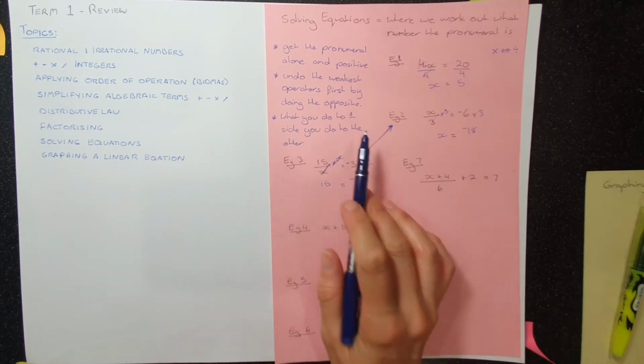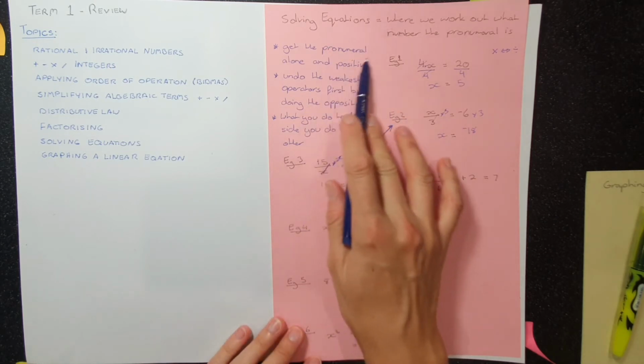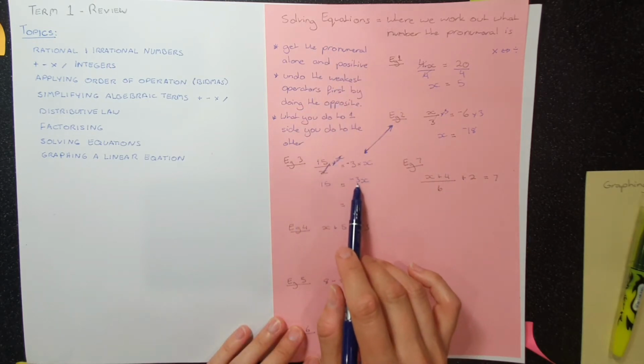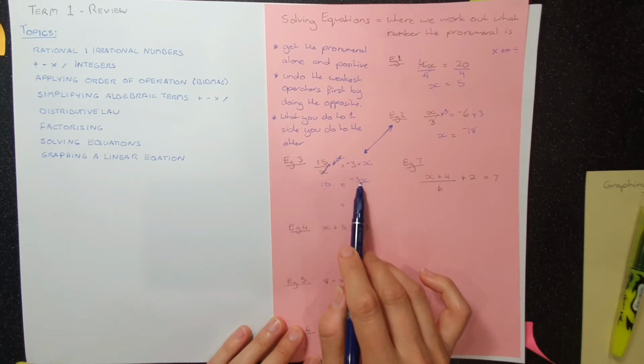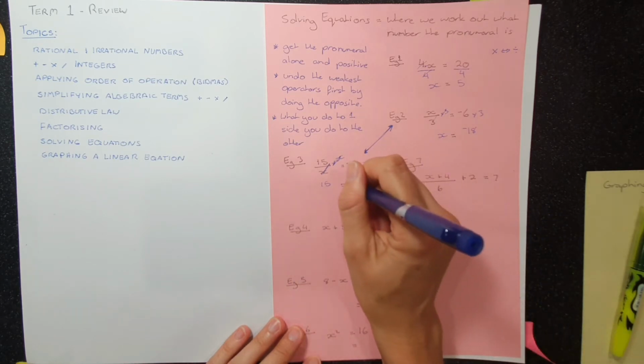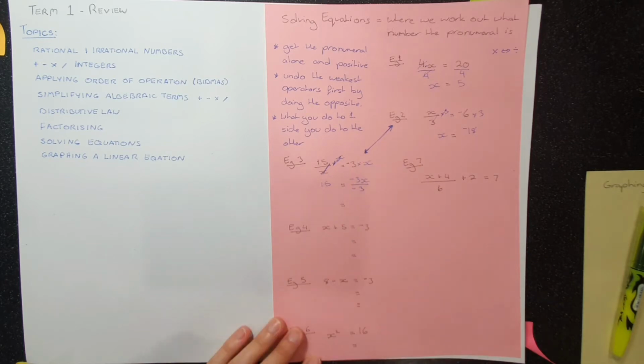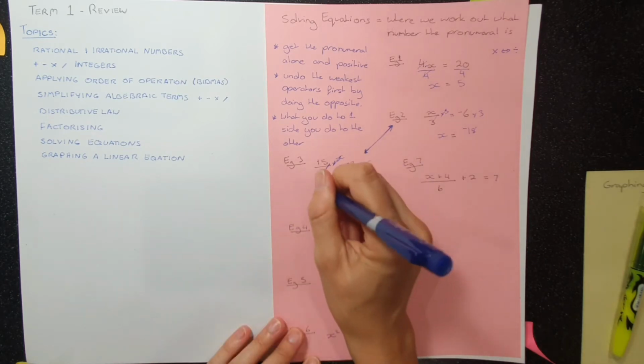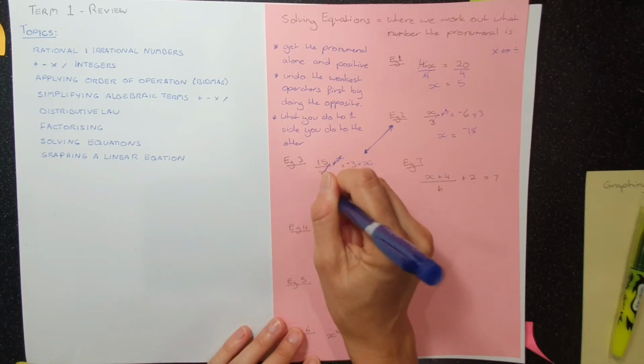Now the goal is always to get the pronumeral or the unknown on its own. So at the moment I've still got a times, remember there's an invisible times there, times -3 attached to my x. So the only way to undo a times -3 is to divide by -3. And what you do to one side, you have to do to the other.